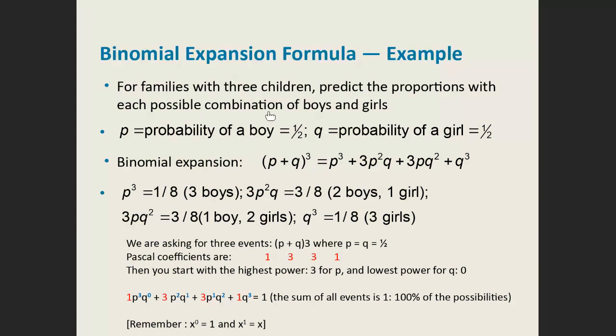So here's the first example, and I think you're going to understand what this is about. So you have a family with 3 children. Predict the proportions with each possible combination of boys and girls if you have 3 children. So as I said, P and Q are the same here. They're 1/2, and so you know the probabilities.